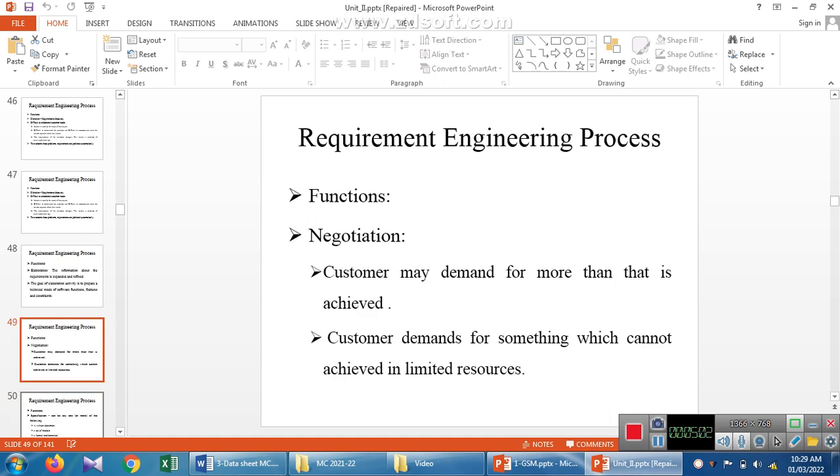Next one, negotiation. Negotiation means the customer may demand more than can be achieved. At that time we can't provide all the resources to the customer, or all the resources to the organization, and also the organization will not be able to satisfy the particular requirement of the customer. So at that time we can provide another solution or another feature in the product, and we have to satisfy the customer with the help of negotiation.